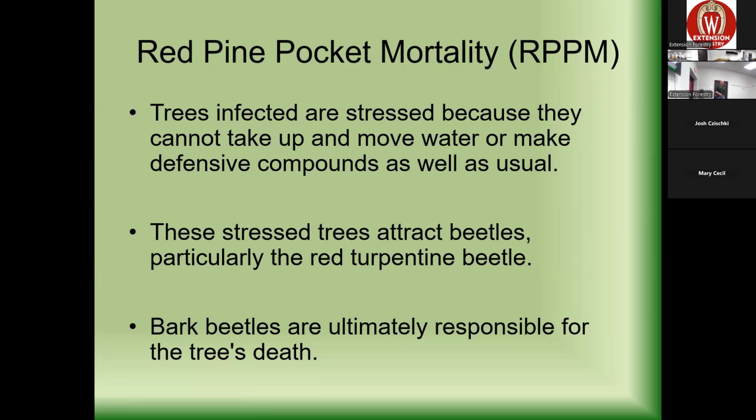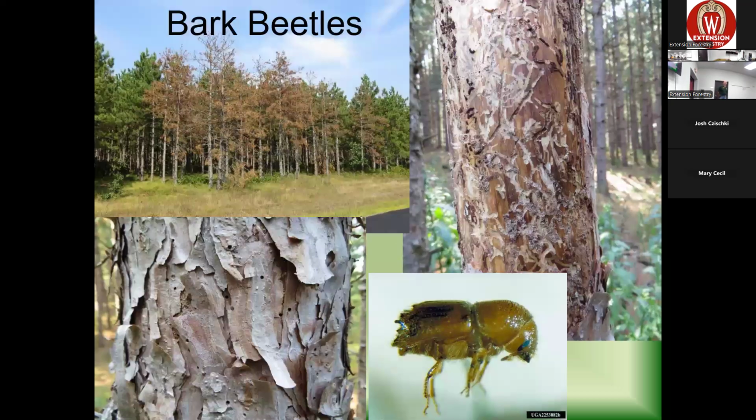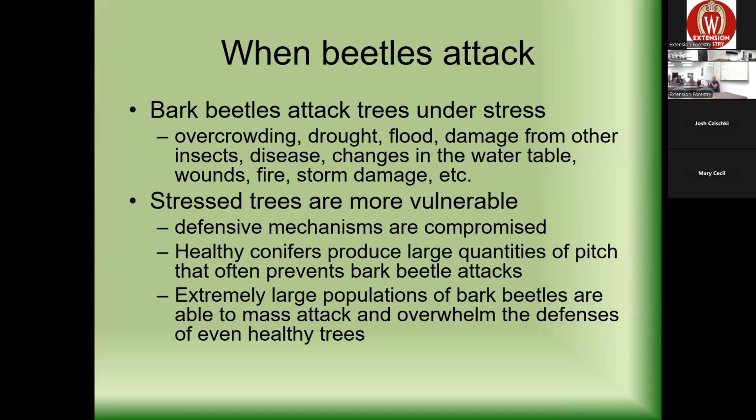So who killed it really? It's a joint effort. These are the bark beetles that get credit for killing the tree. And so they attack trees that are under stress. How do trees get under stress? Well, it could be overcrowding, like that one pine stand we showed. Could be drought, flood, other insects, changes in the water table, some kind of wound. That ice storm we had a couple of years back was a good one.